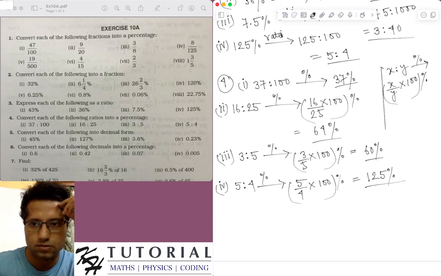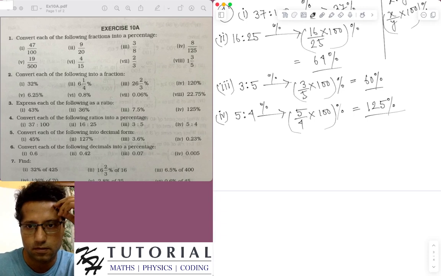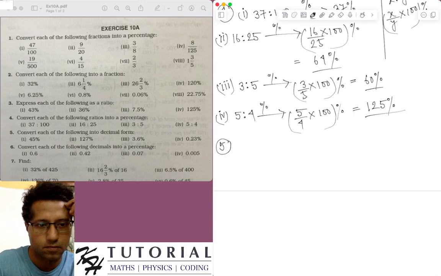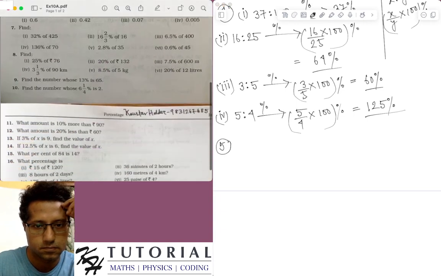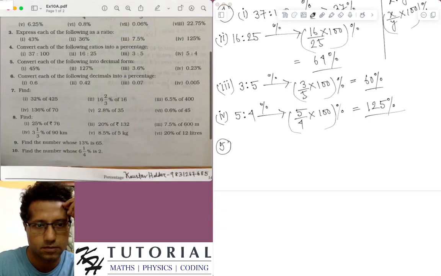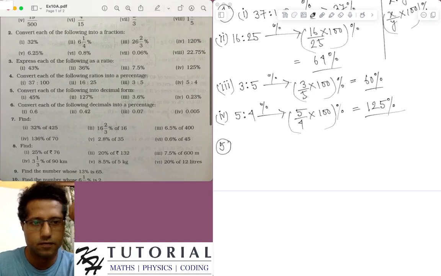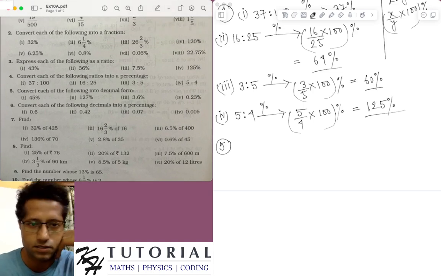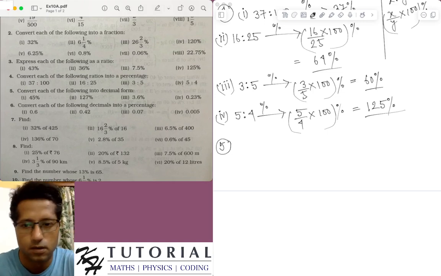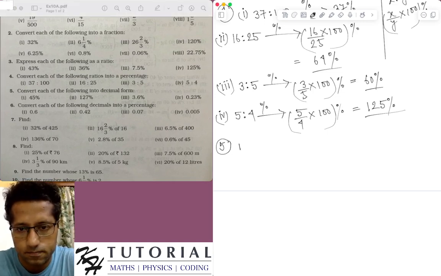Okay, let's do problem number 5. How many problems are there? Quite a few, 16 problems. Problem number 5 says convert each of the following into decimal form. So from percentage we have to convert to decimal.